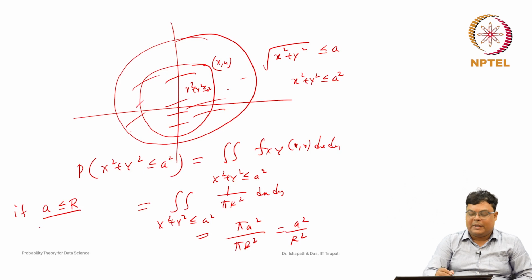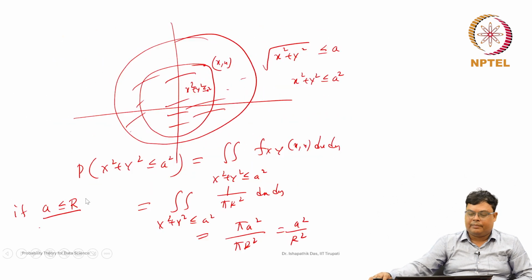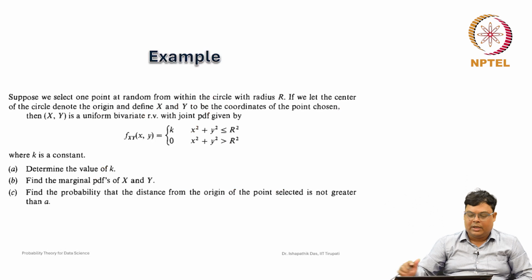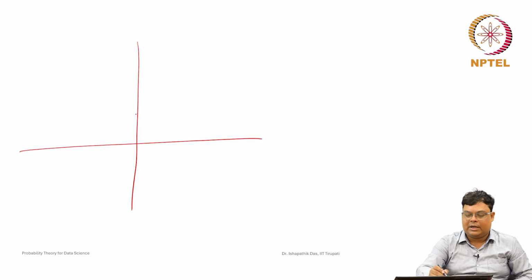We have to specify the value of a, because this is not specified in the problem. Here we find the probability that the distance from the origin of the point selected is not greater than a. So, it is very important where a is situated. Let us try to draw a slightly better circle. So, this is x square plus y square equal to r square.